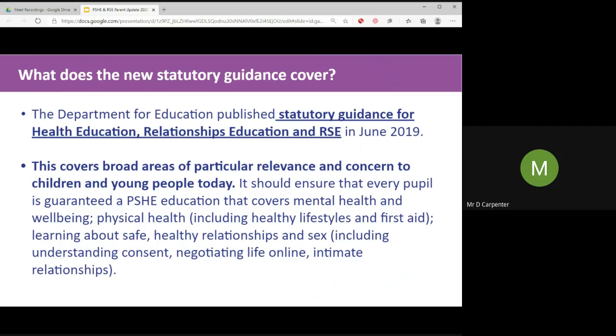Now, at EP, we completely agree with the changes that the Department for Education are bringing in, and we think it's vitally important that our students are given all of the tools and all of the resources necessary to ensure that they have the PSHE education that they deserve.